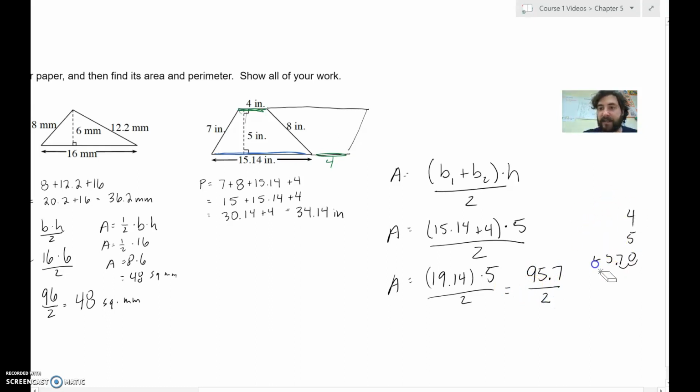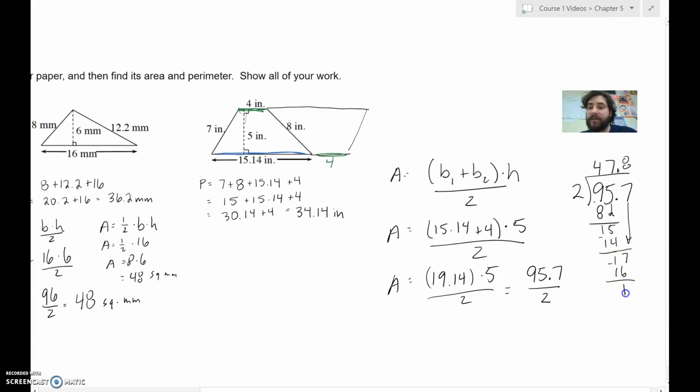So let's take 95 and 7/10 and divide by 2. So 2 goes into 9 4 times. 4 times 2 is 8. 1 remainder. Bring the 5 down. 2 goes into 15 7 times. 14, remainder of 1. Here's our decimal. The decimal goes straight up into our quotient there. 2 goes into 16 8 times. 2 times 8 is 16 with a remainder of 1.